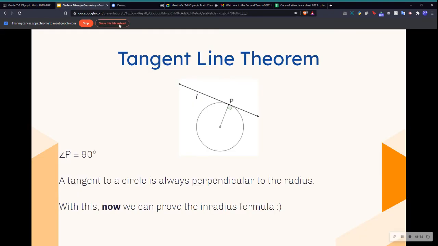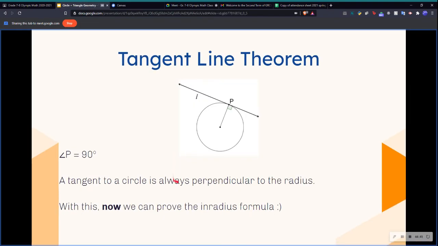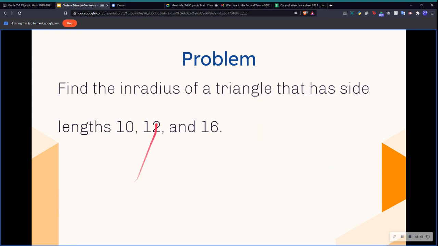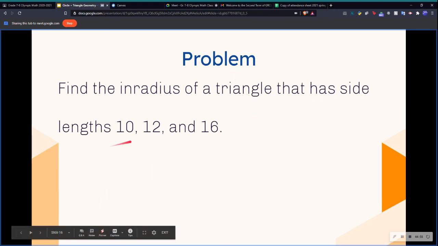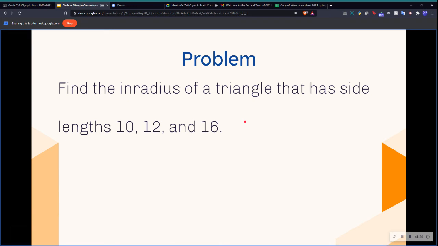Let's go back to the slideshow. All right, if there are no questions, we're going to end off the lesson with a couple of problems for you guys to solve. Okay, this should be a simple one. We're just substituting in these values. So find the inradius of a triangle that has side lengths 10, 12, and 16.